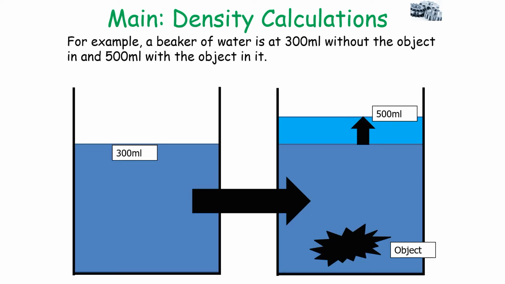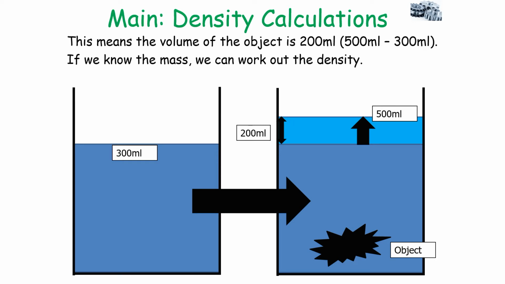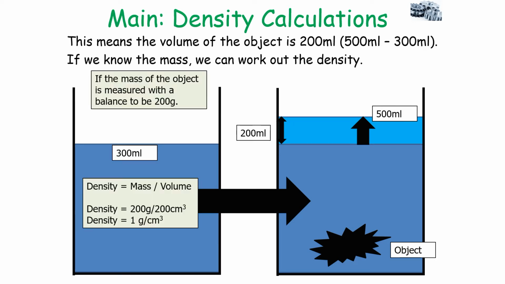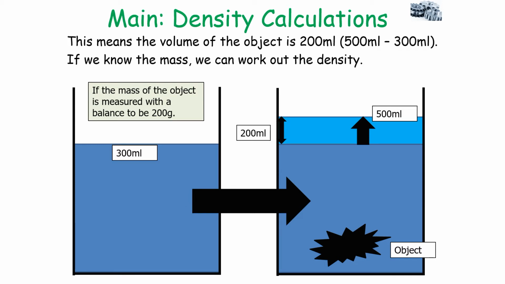So for example, a beaker of water is at 300 mL without the object and 500 mL with the object in. So we have an increase of 200 millilitres or centimetres cubed, so that is the volume of our object, and then we can work out the density by doing density as mass over volume and working out the density value of the object in this particular way. It's also important to note that we will measure our mass with a balance as always.